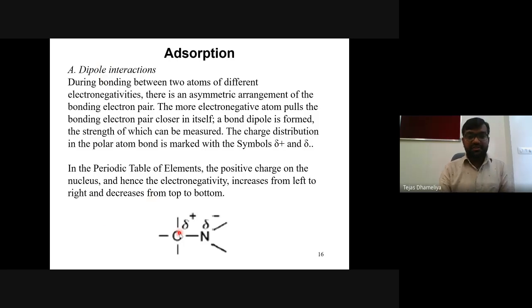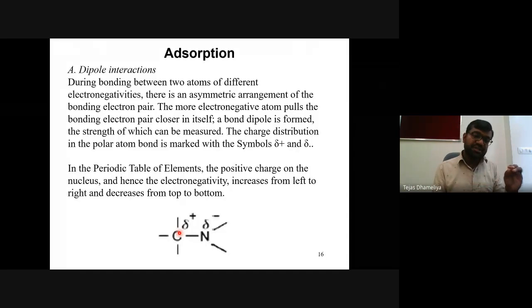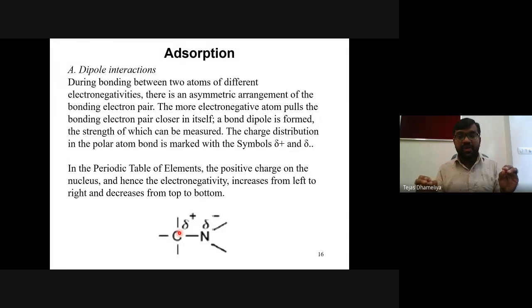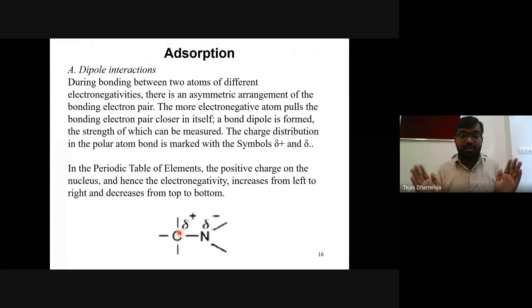Dipole-dipole interactions are majorly applicable for two dipoles. Di means two and pole means the end. So if one end is positive, the other end will be negative. This kind of substance is termed a dipole.